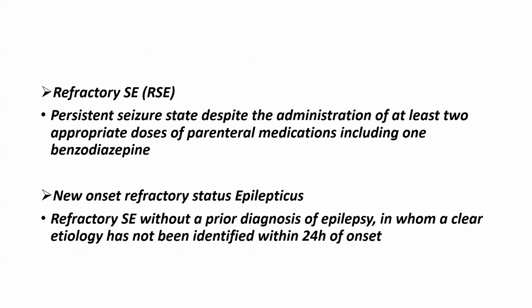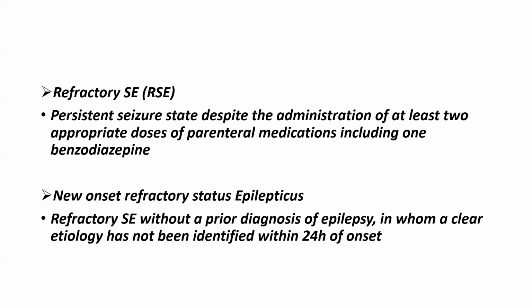So what is refractory status epilepticus? The persistent seizure state despite administration of at least 2 appropriate doses of parenteral medication, including a benzodiazepine. That means we have started a benzodiazepine, we have started the second line anti-epileptic seizure medication, still the seizure activity continues, then it is refractory status epilepticus.